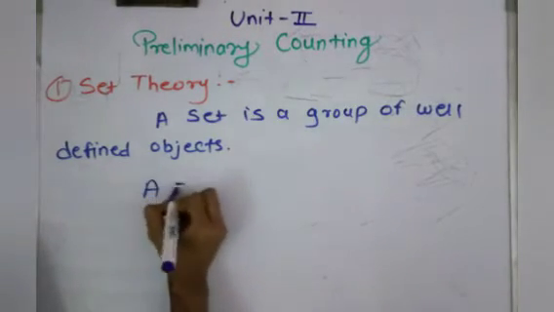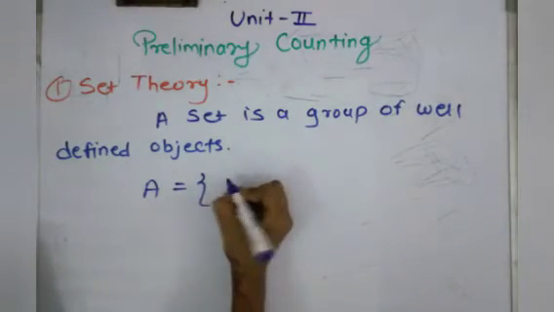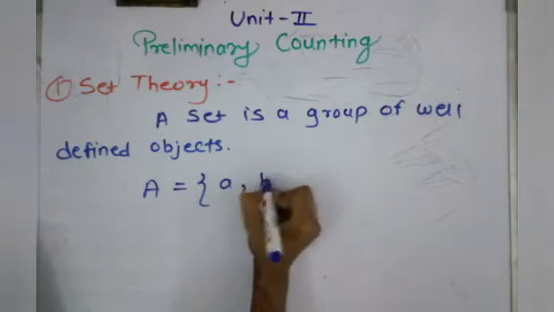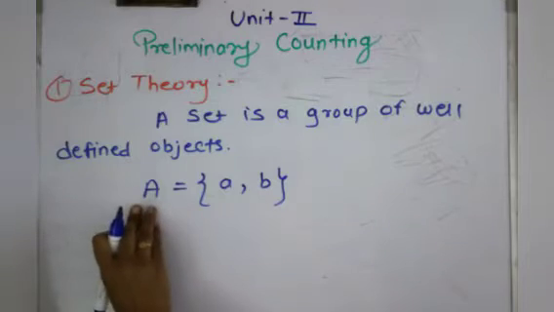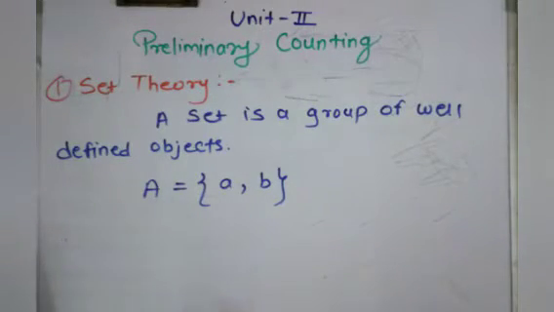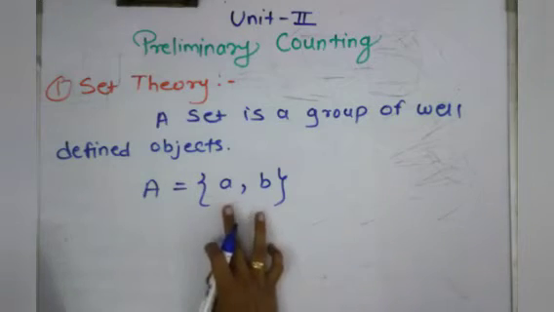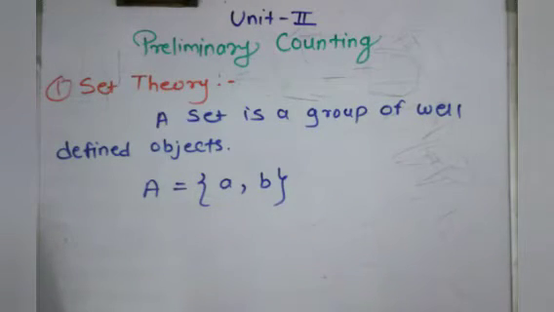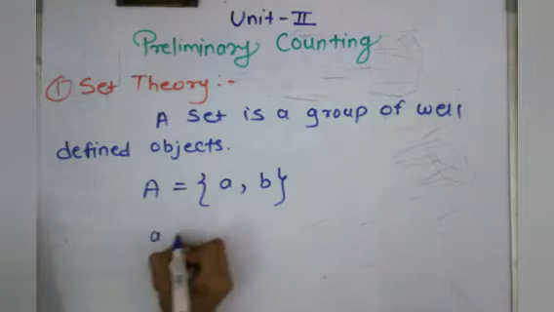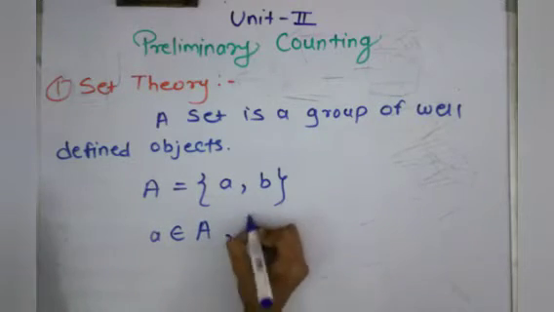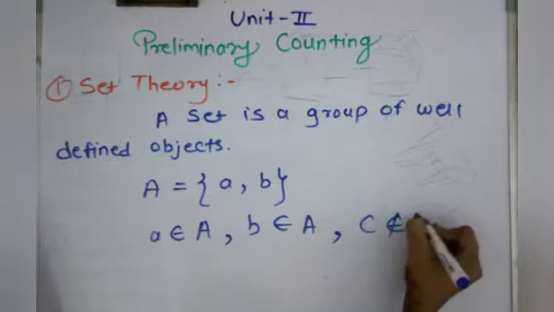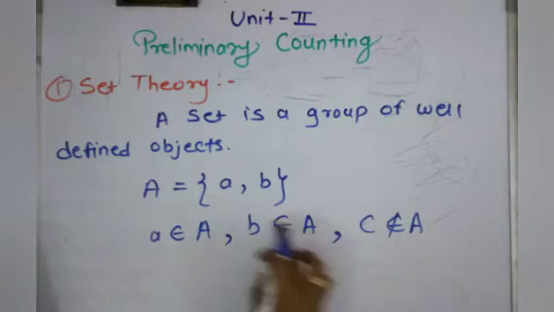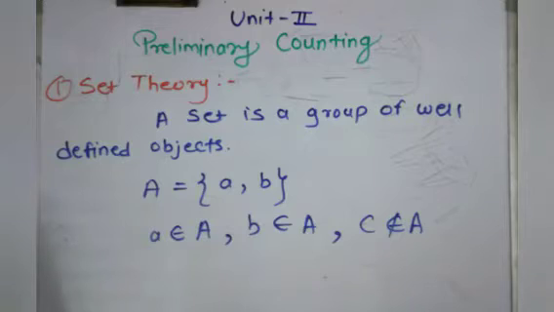Suppose, for example, A equals the set {a, b}. So always write a set in capital letter and the elements in small letters. Now we can say a belongs to A, b belongs to A, but c does not belong to A, because c is not in that group.